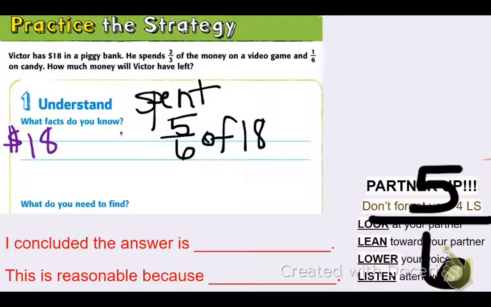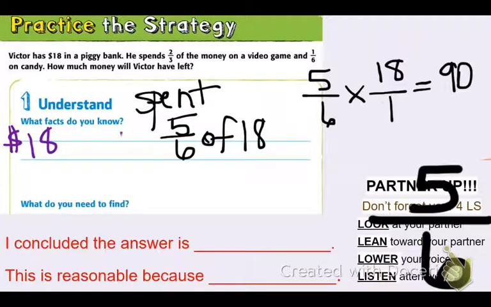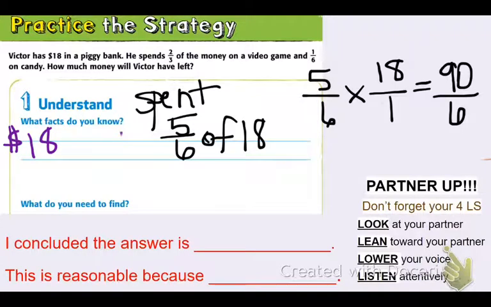So I can go ahead and multiply 5/6 times 18 over 1. Let's see what I get. I've got to figure out what 18 times 5 is. Well, 18 times 5 is equal to 90. And now I've got to figure out what 6 times 1 is. Well, that's 6. I still need to continue to simplify.